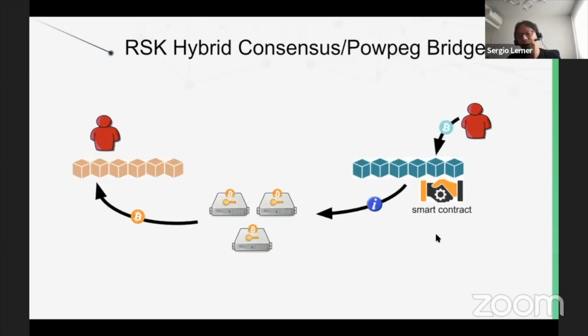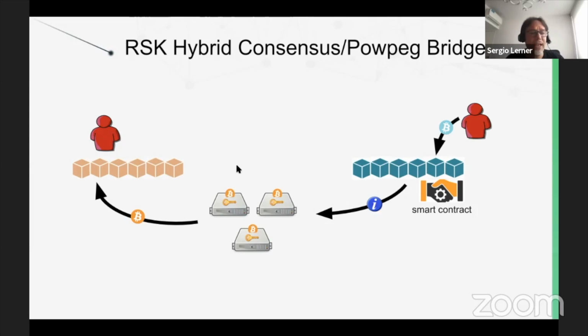The peg-out process is the opposite, but now it requires the involvement of the HSM devices. So you send RBTC to a smart contract on the Rootstock blockchain, and then these smart contracts, called the bridge smart contracts, will create a Bitcoin transaction, and will send this Bitcoin transaction to the devices to sign. Once the majority of them sign, the transaction will be ready to be broadcast on the Bitcoin network, and you have your Bitcoins back on the Bitcoin network.